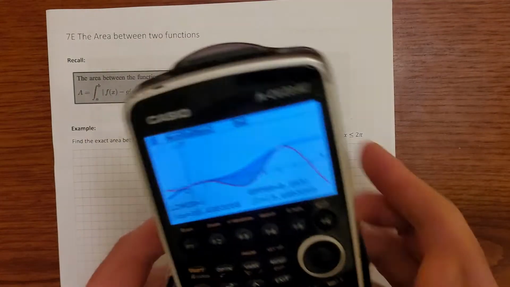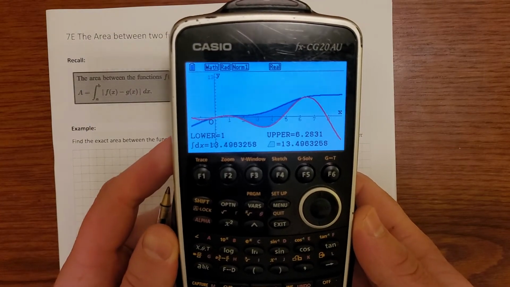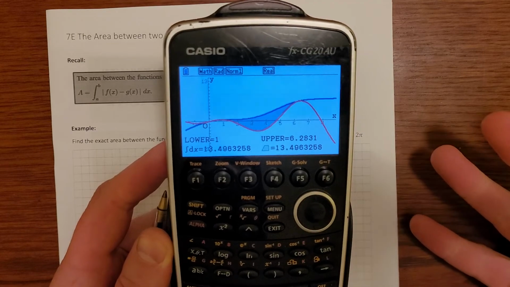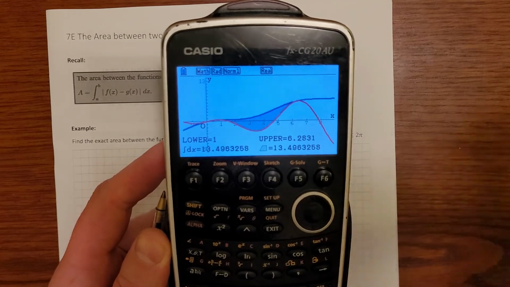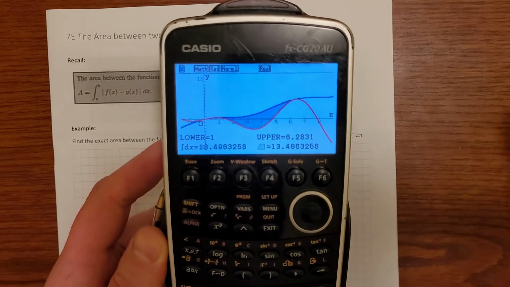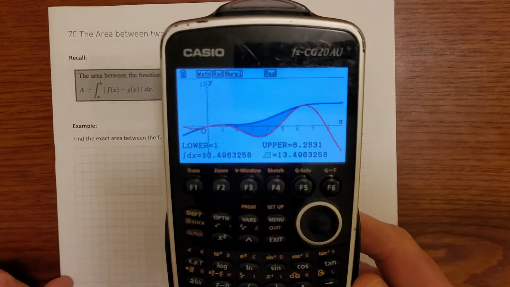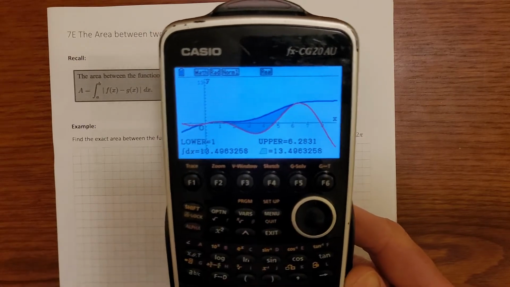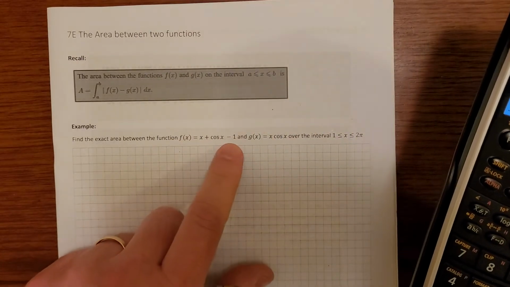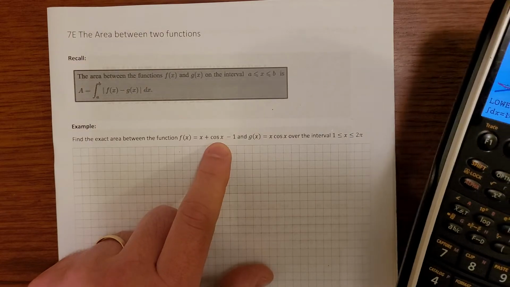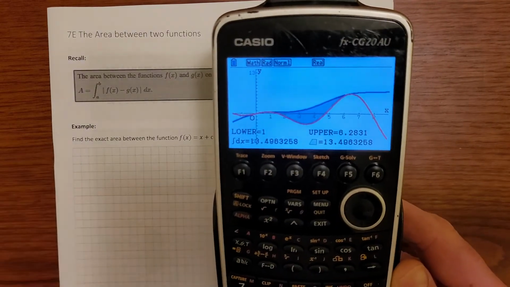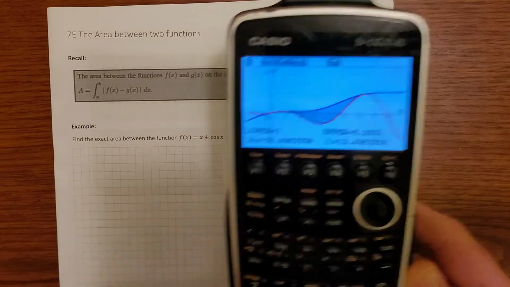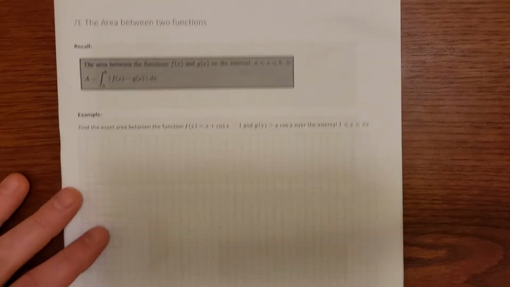I've graphed the functions and already used g-solve to find the area between them, 13.496. When I get my final answer, I can put it in my calculator and make sure they're the same, which tells me the answer is exact and correct. Here we can see the blue function, the one I put in first, x plus cos x take 1. That's our top function, and the area is the integral of the top function take the bottom function, from 1 to 2 pi. So let's perform this integral.